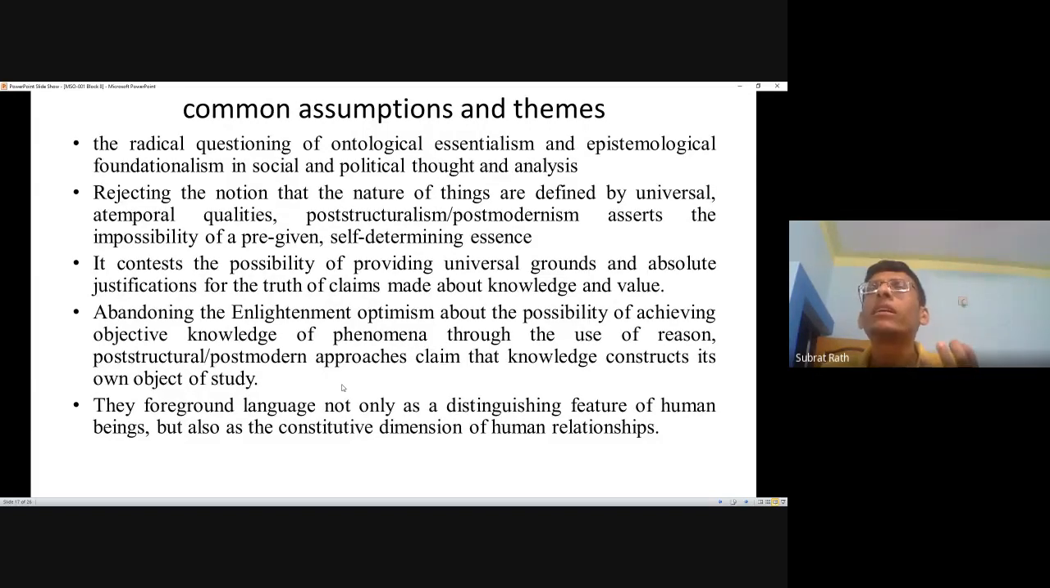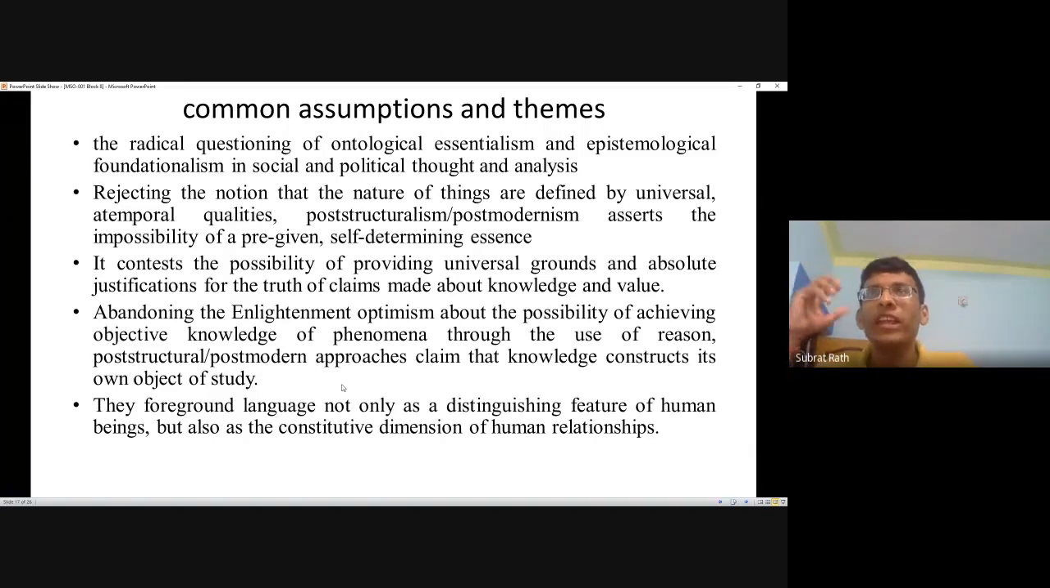The radical questioning of ontological essentialism and epistemological foundationalism in social and political thought and analysis. They are questioning the previous way of thinking, the previous way of knowledge, everything. They are interrogating: what you are saying is true, prove it. What you are doing is truth, prove it. They are constantly making a challenge to the established knowledge system. They try to deconstruct the texts.